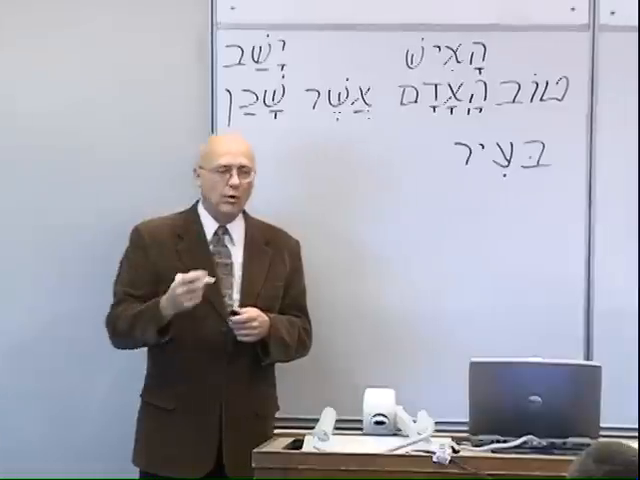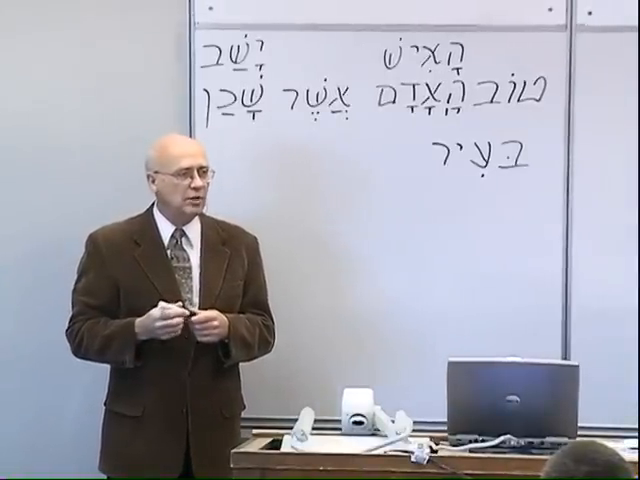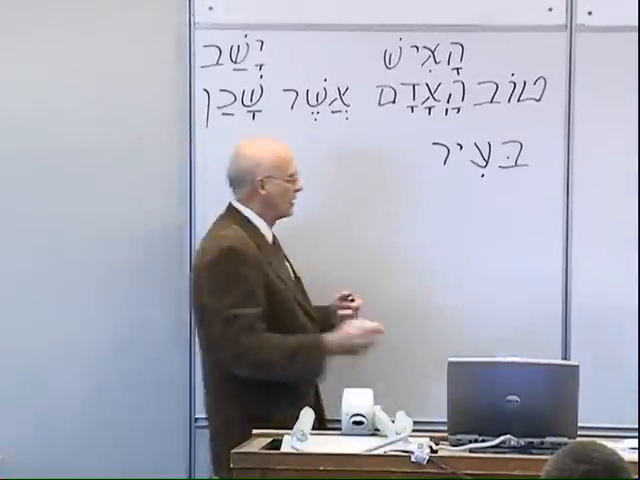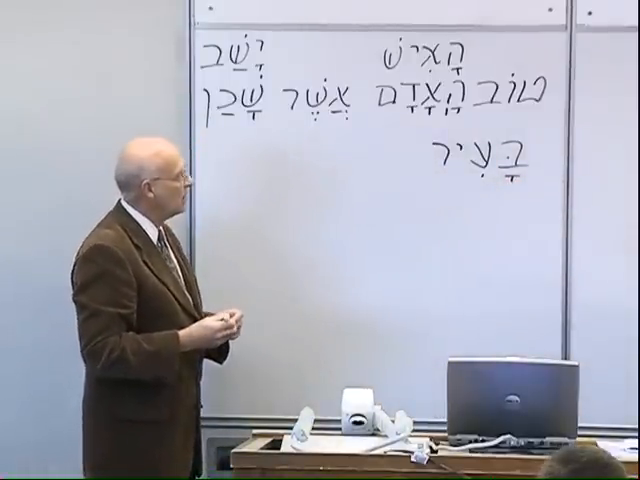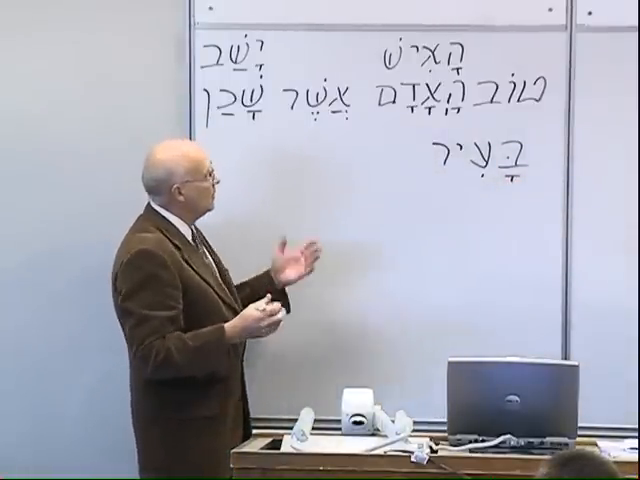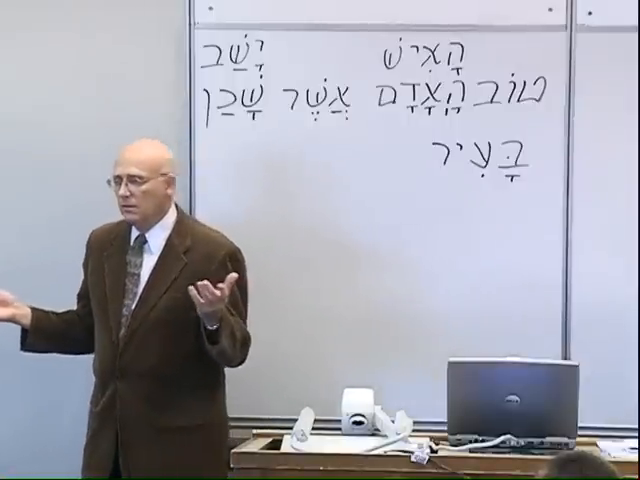So we have to put the pointing for the article here. What's the pointing going to be, Mike? A qamets, right, because it'd be ha-ir, so it becomes ba-ir. All right? In the city. Is there anything we're missing?